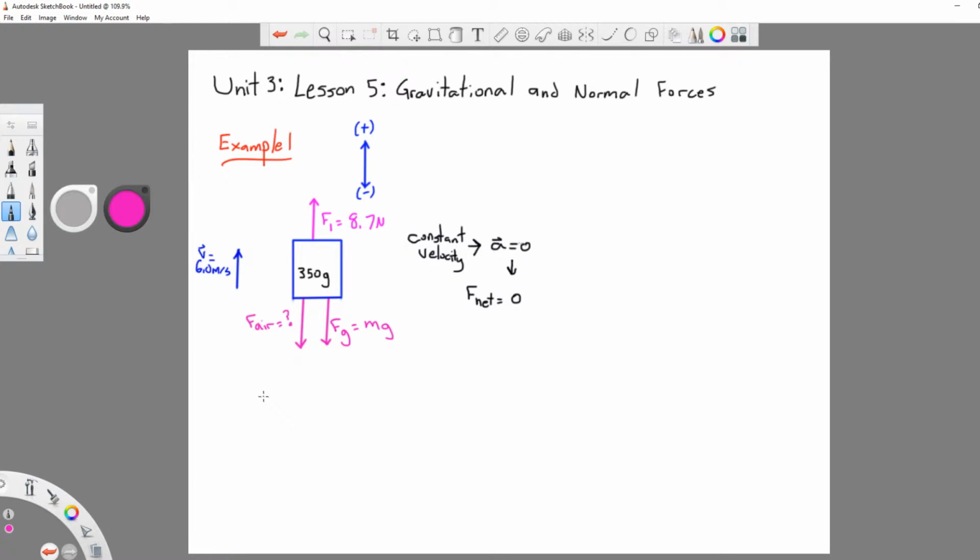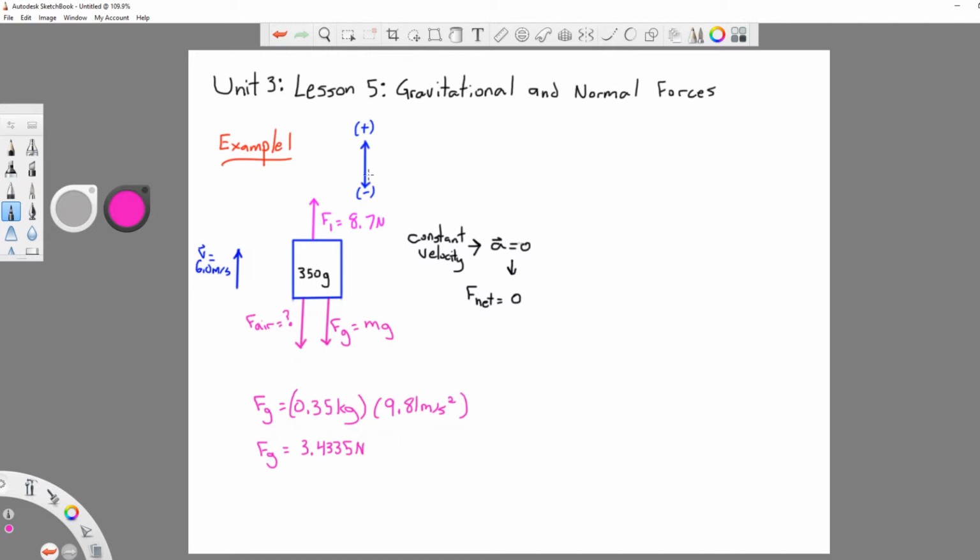So let's solve force of gravity. Force of gravity is equal to our mass. And remember, switching to kilograms. So 0.35 kilos. And we're going to multiply that by acceleration due to gravity on Earth, 9.81 meters per second squared. And if we plug that in, we end up getting a value of 3.4335 newtons.